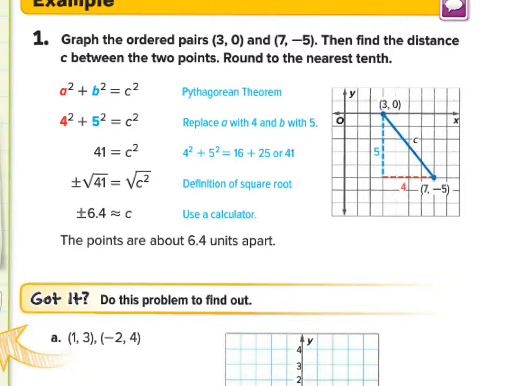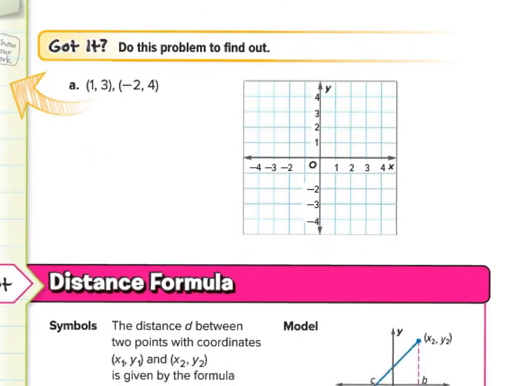It would be 4. And what is the difference between negative, well, this is 1, 2, 3, 4, 5. Negative 5 and 0 would be 5. So there we go, we have a distance of 5 and a 4. We replace them. 4 squared plus 5 squared equals c squared, and we solve. And this line is about 6.4. Okay, 6.4 units.